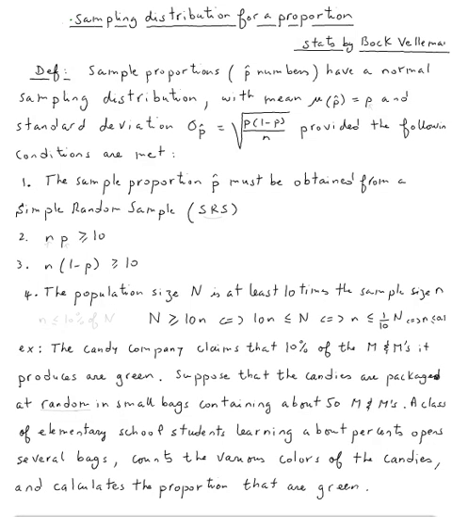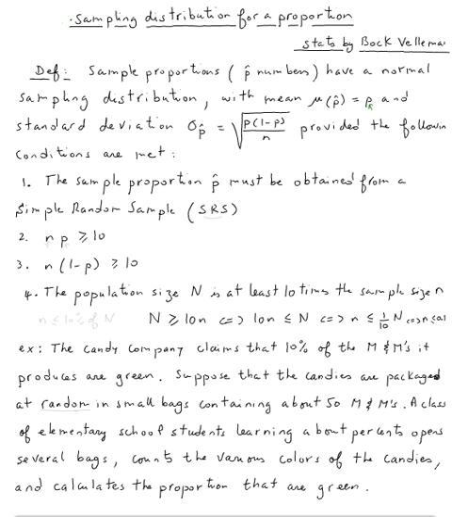The topic is sampling distribution for proportion. So let's read the definition. Definition says sample proportions p hats have a normal sampling distribution with mean equal to the population proportion, p is the population proportion, and standard deviation equal to the square root of p times 1 minus p over n.